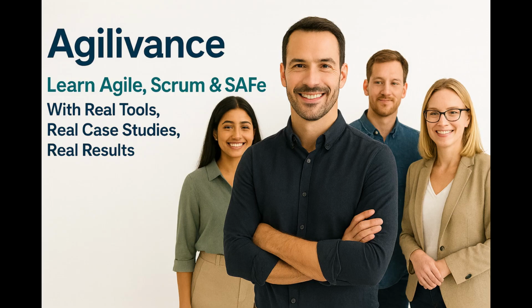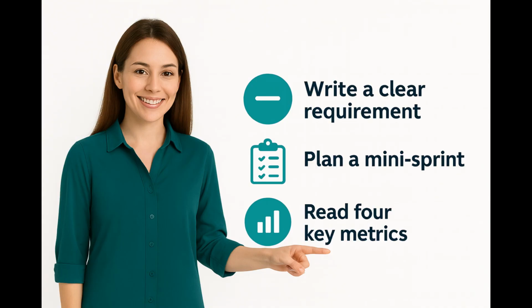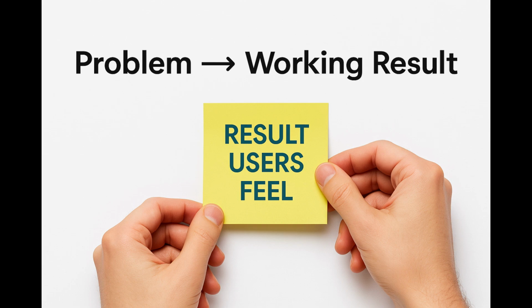If your team ships a lot and still hears, "That's not what we meant," this Agilivance Instructor-Led Training Masterclass fixes the top 3 causes. Capture a clear requirement, plan a tiny sprint you can finish, and use 4 key metrics to guide agile delivery. By the end of this masterclass, you'll write a clear requirement statement anyone understands, plan a realistic mini-sprint, and read 4 key metrics that guide delivery.